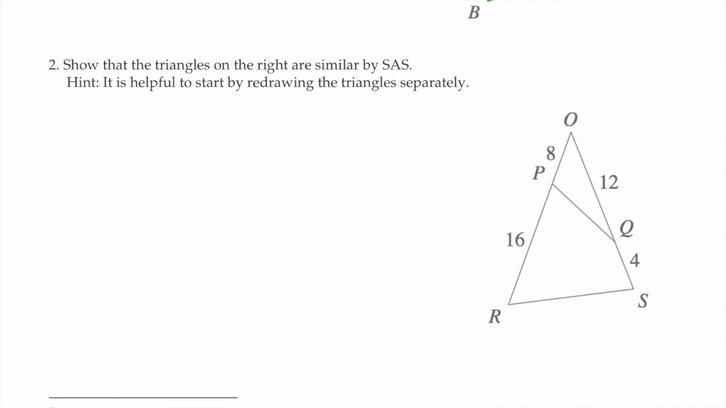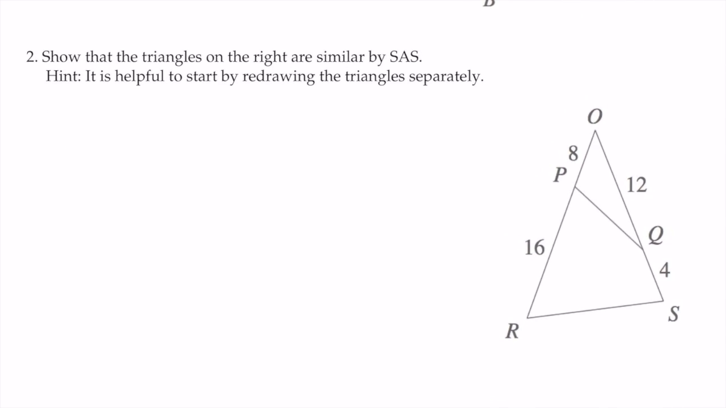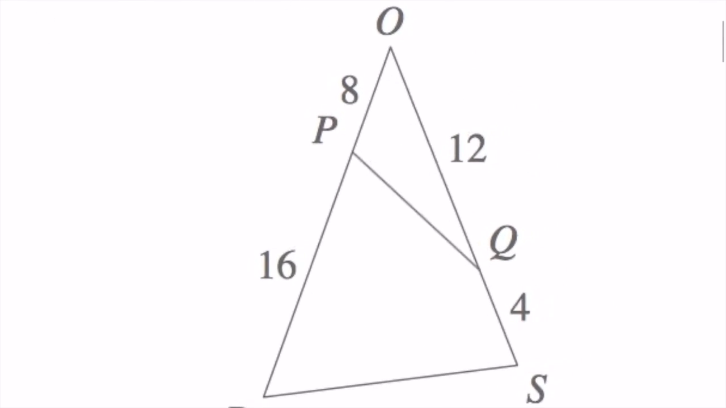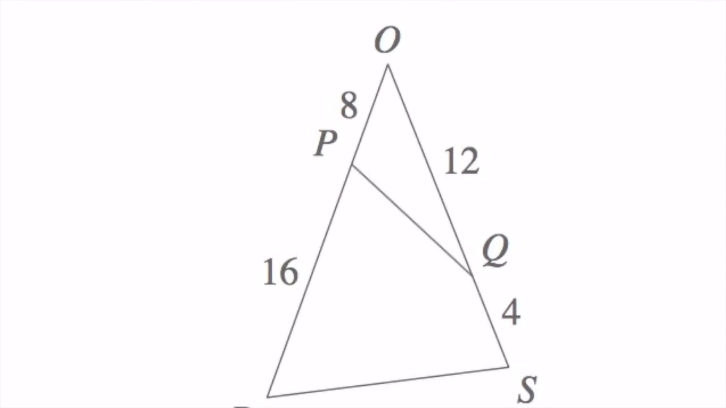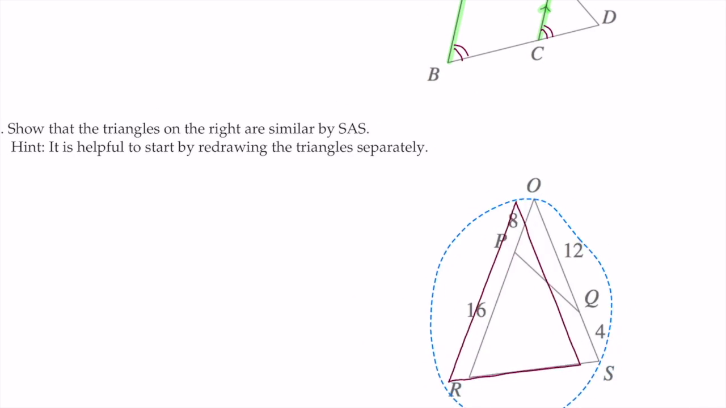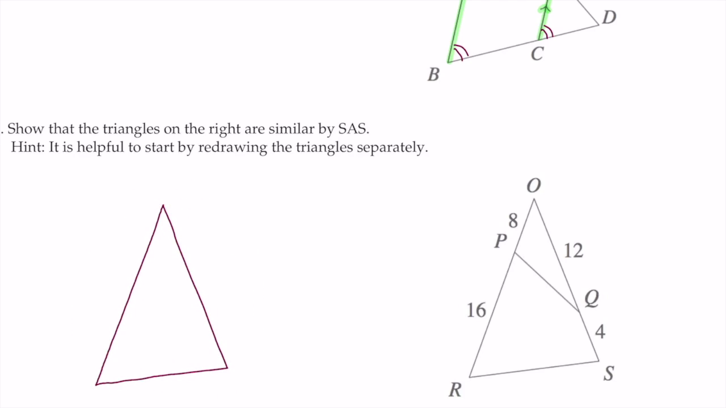Let's look at problem 2. So this says, show that triangles on the right are similar by SAS. And we're going to start by redrawing the triangles separately. So to do that, first what I'm going to do is trace each triangle. What I recommend you do is just copy these triangles on notebook paper. You can also try to use Sketchpad or Google Draw.